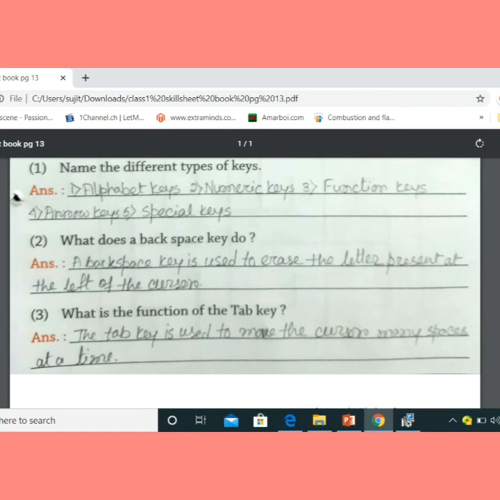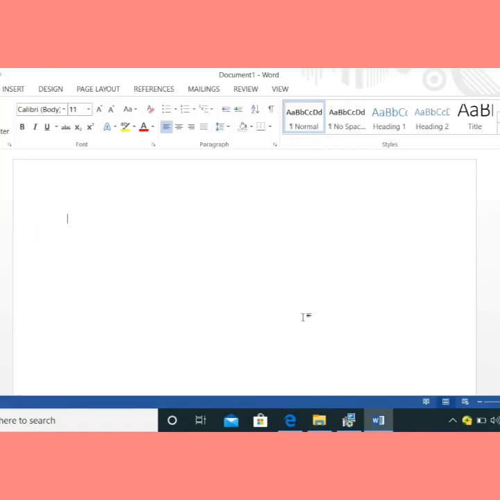Okay. So after reading this topic, students, all of you complete the task in your skill sheet book, page number 30. Now I will show you the practical demonstration of how to use the delete key, tab key and backspace key practically. Okay. So this is the Word window where we have to type on the computer. So now suppose I am writing the word computer. This word computer. Okay.